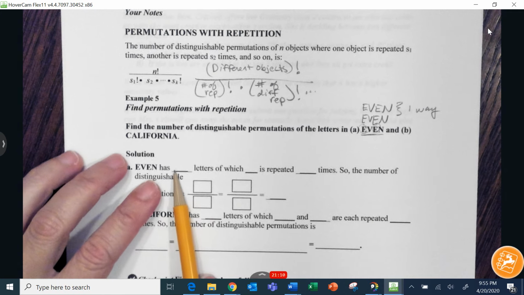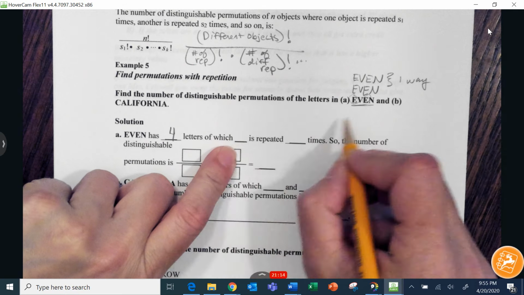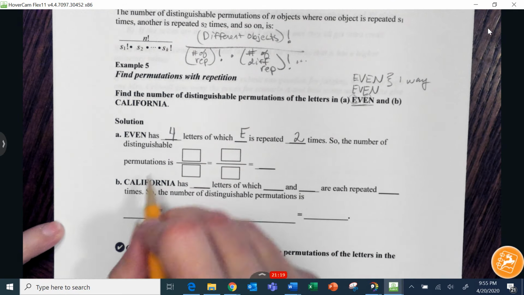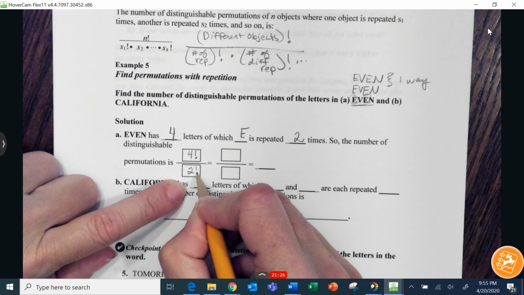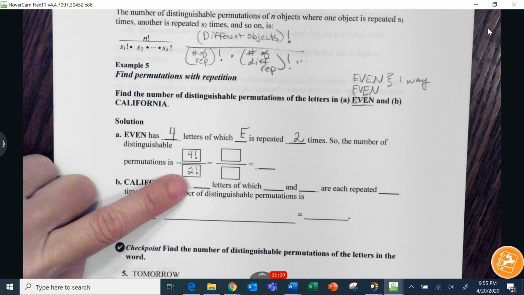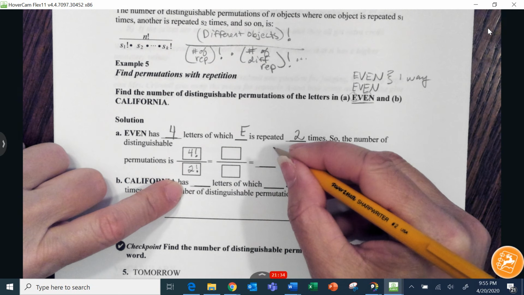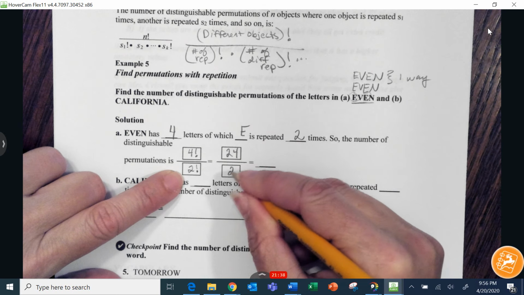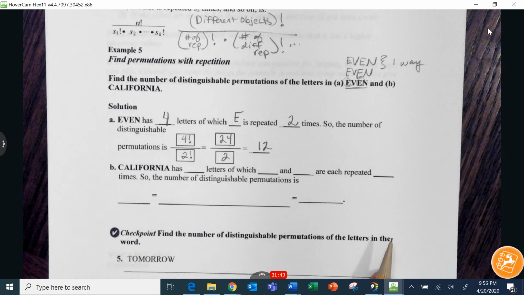So with even, the word even has 4 total letters. But in that word, the letter E is repeated 2 times. So what we do is we say on top, the permutation is going to be 4 factorial, but we're going to divide that by the E repeating 2 times. So we're going to do 2 factorial. So 4 factorial is 24. And then 2 factorial is 2 times 1, so 2. So we get 12 different ways we can reorder the letters in the word even.